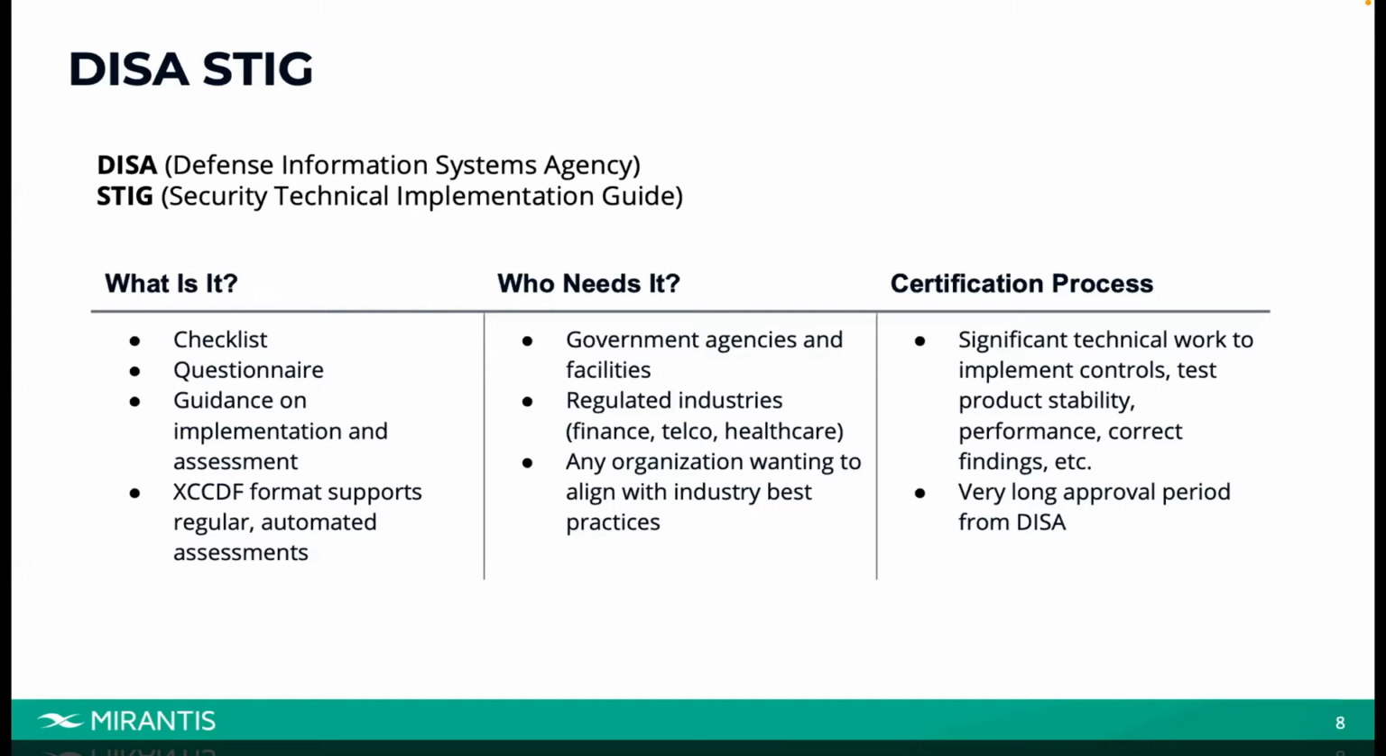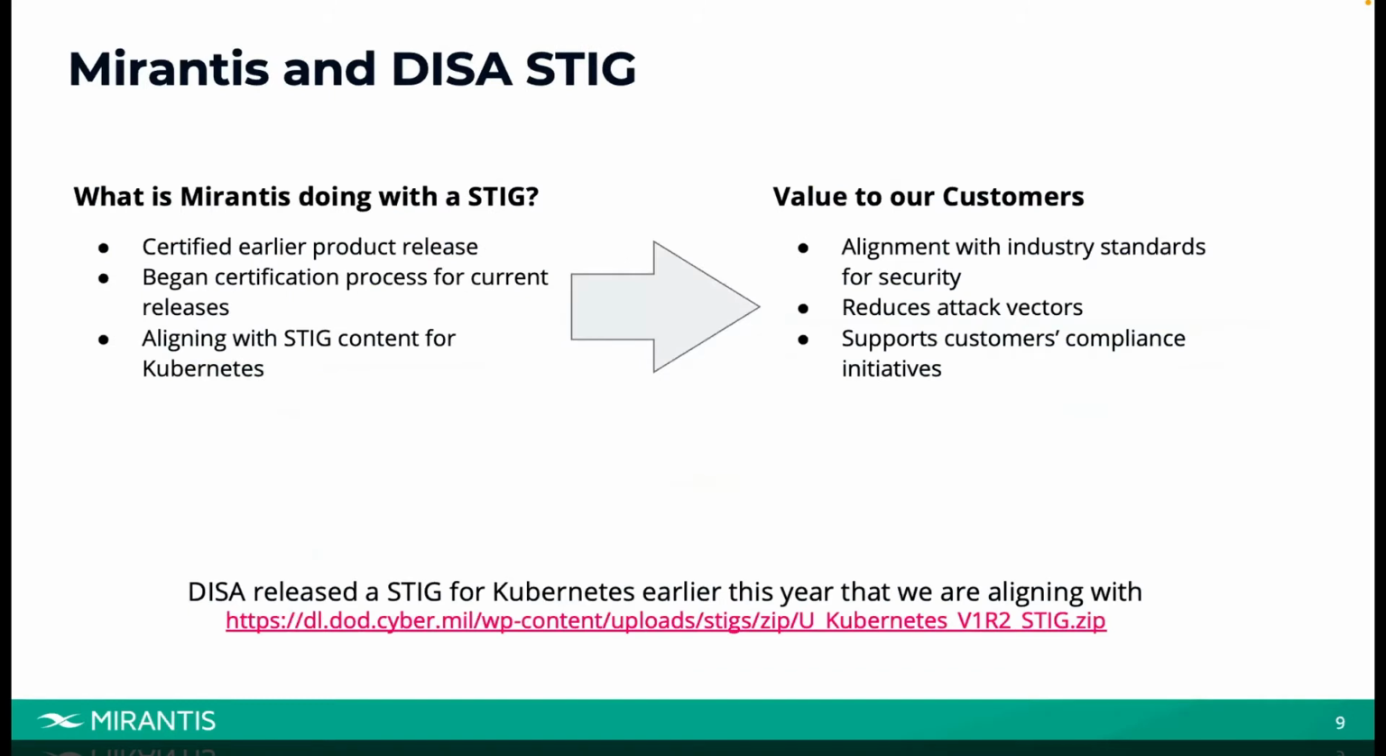So the certification process is pretty significant technical work, and there's a long approval period. And we've actually worked with a government agency to certify an earlier product release of Mirantis. And what we're working on right now is to make sure that our current version is also certified and aligned with the current STIG contents. So once again, what that means is now you know that the system that you're running your code on is not only secure in terms of communication, but also secure in its implementation and its composition, right? So making sure that the entire system is secure so that it's not getting in the way of what you're trying to achieve.